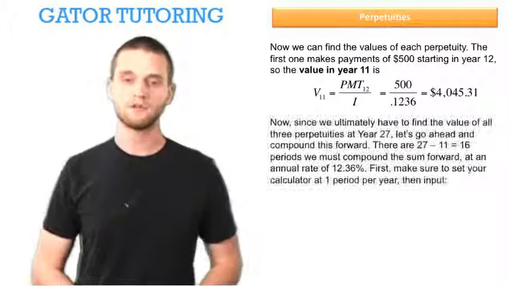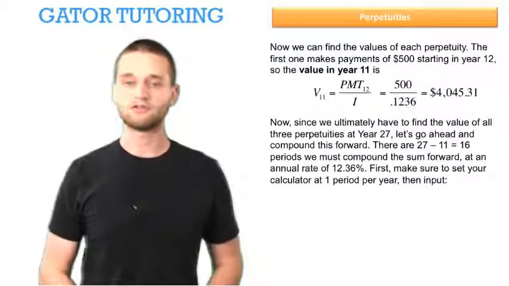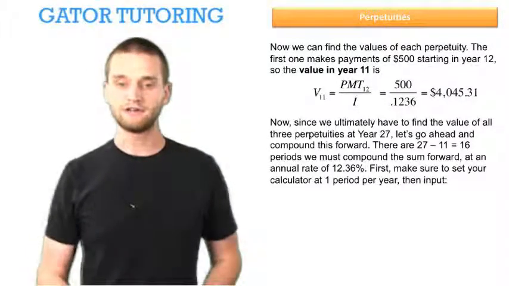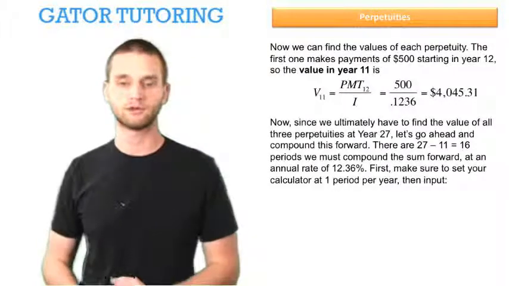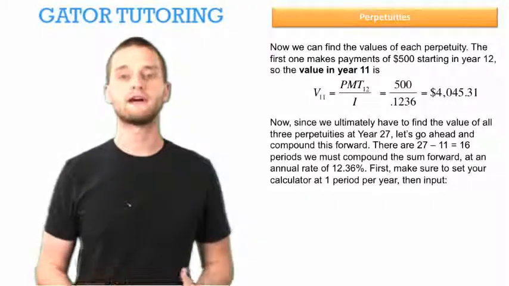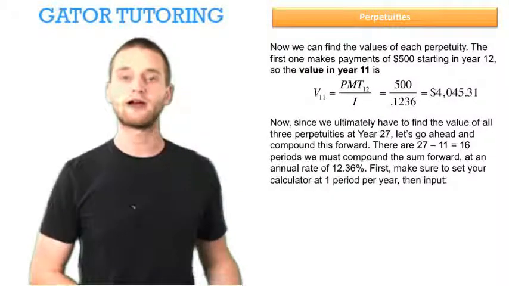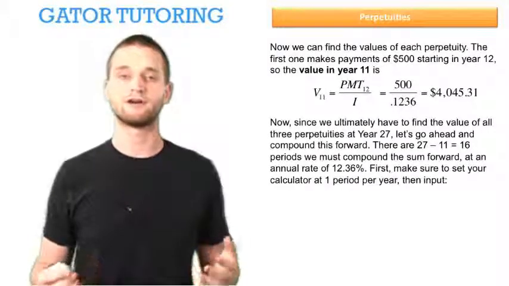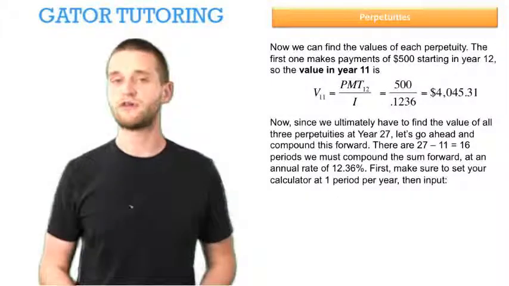Now, since we ultimately have to find the value of all 3 perpetuities at year 27, let's go ahead and compound this value forward. There are 27 minus 11 equals 16 periods we must compound this sum forward at an annual rate of 12.36%. So basically we found the value of this first perpetuity in period 11 to be $4,000 some odd, and we need to compound it forward into period 27, since eventually what we're going to do to find the value of all 3 perpetuities in period 27 is find the value of each one and then just add them up.